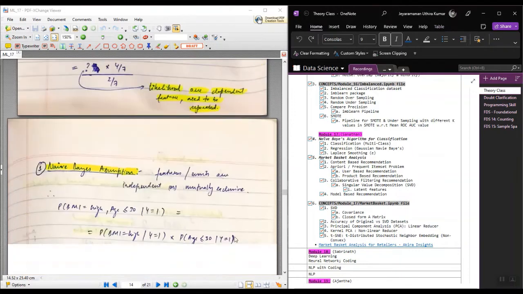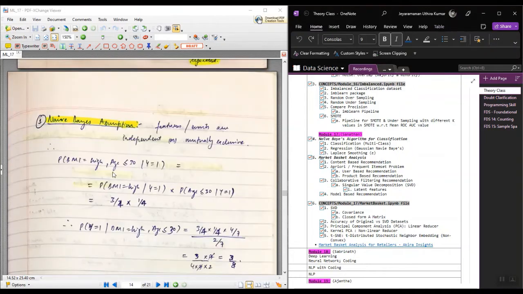One of the assumptions of the Naive Bayes theorem is that all the features in the dataset are independent or mutually exclusive. That means both events cannot happen at the same time. So this is a naive assumption. That is why it's called the Naive Bayes assumption, right?